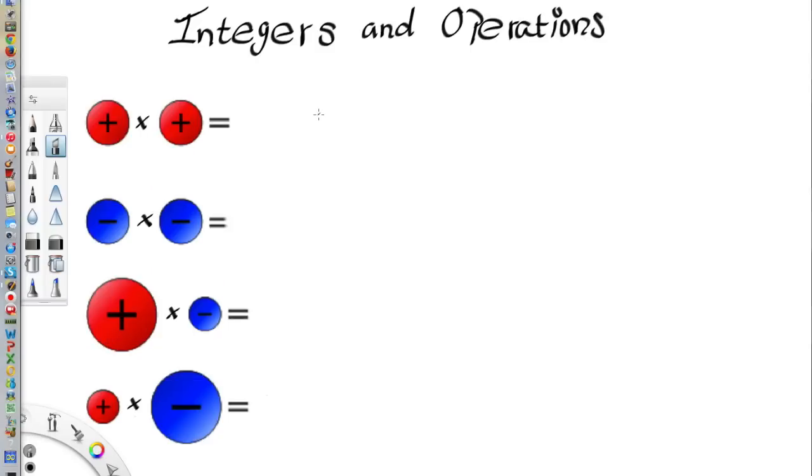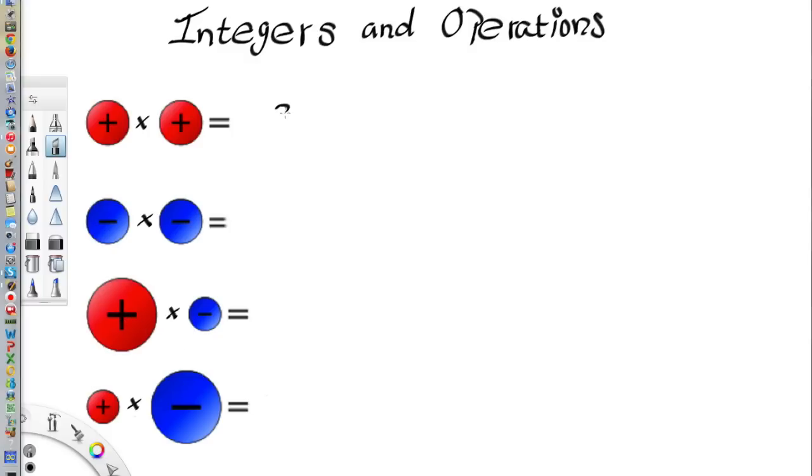Let's take a look at multiplying integers. Now, multiplication and division is pretty simple. It comes down to this basic rule. If the signs are the same, your answer is going to be positive. If you're multiplying 2 positives, your answer is going to be positive. And if you're multiplying 2 negative numbers, the answer is going to be positive as well. The only thing that changes is when you have different signs, then your answer will always be negative, whether you're multiplying or dividing.